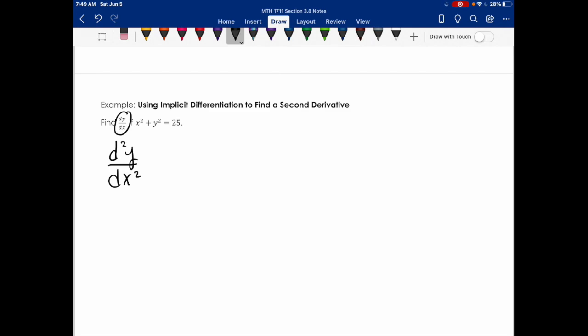We want to take the derivative of the derivative. So in our previous example, we found that the first derivative of this equation was negative x over y. So that was what we did previously. And now we're going to take the derivative again of both sides. When I take the derivative again of both sides, I'm going to get the second derivative, and then on the right I have to use the quotient rule.